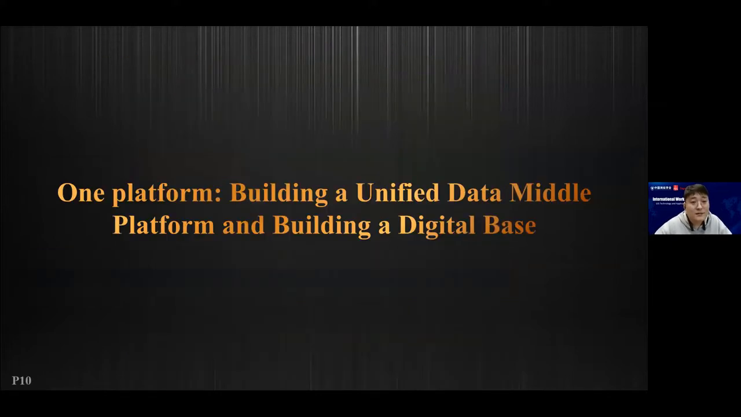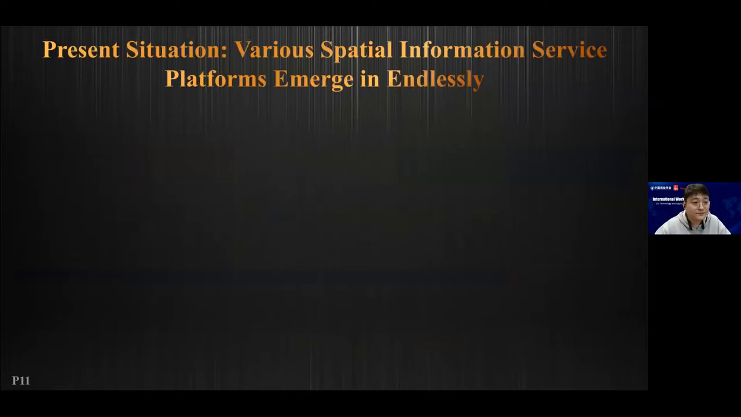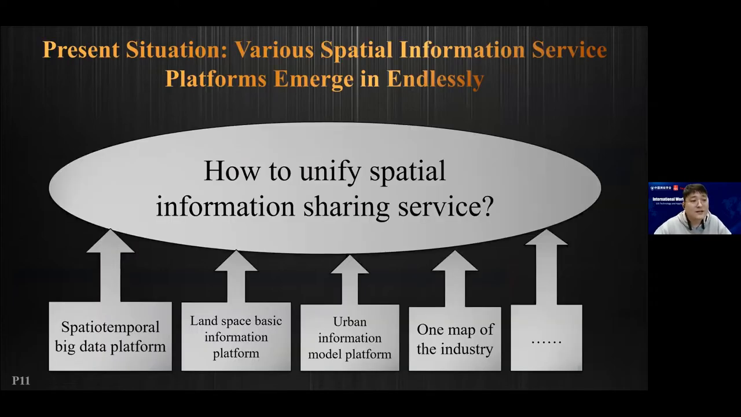So first, my second topic is the one platform, which is building a unified data middle platform and building a digital base. So how is the current situation? Unfortunately, the current situation is various spatial information service platforms emerge in endlessly. So how to unify the spatial information sharing service is what we need to think about.